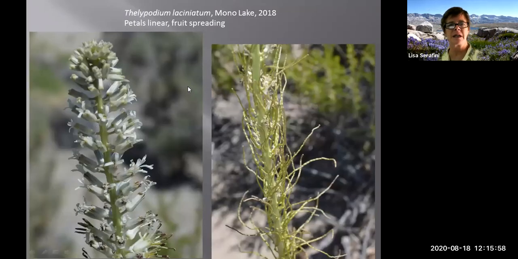Okay, so let's go on, and I want to show you some native plants because I was taking pictures in my garden, but there are a lot of beautiful mustards. So this one, Velopodium laciniatum, was out at Mono Lake a couple of years ago, and you can see the 4 linear petals there and the sepals. It's a nice raceme inflorescence, and these are their fruits. Definitely siliques, and in this particular species, they are spreading.